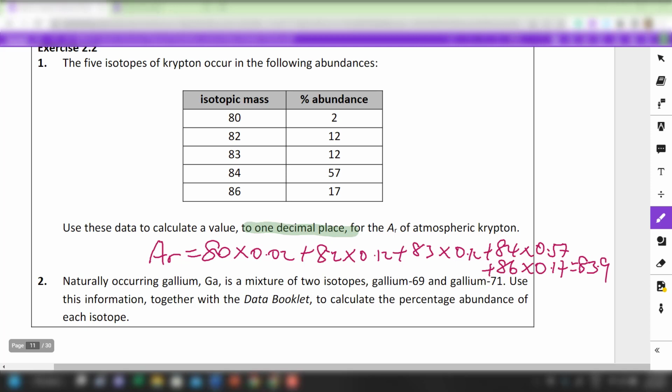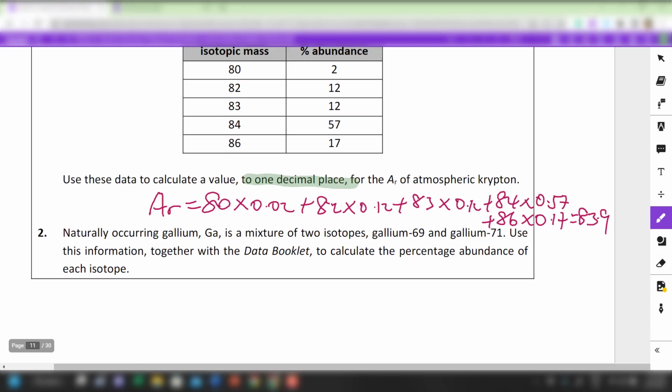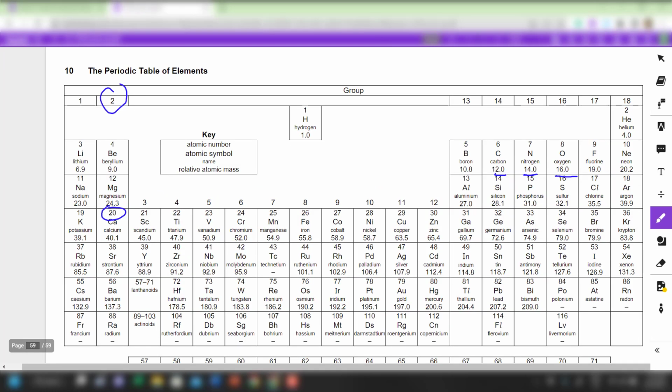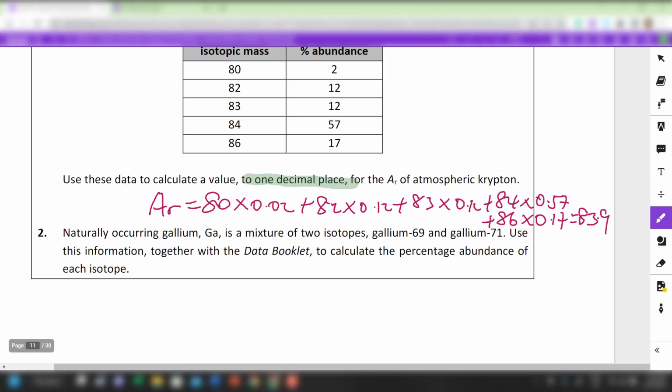Next, the question we will deal with is question 2 of exercise 2.2. Over here we have naturally occurring gallium. It's a mixture of 2 isotopes, gallium-69 and gallium-71. Use this information together with the data booklet to calculate the percentage abundance of each isotope. So we will need the data booklet. When we go to the data booklet, gallium has 69.7 for the relative atomic mass. We're supposed to calculate the percentage abundance of each isotope.